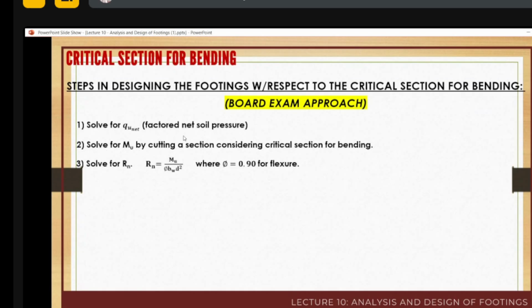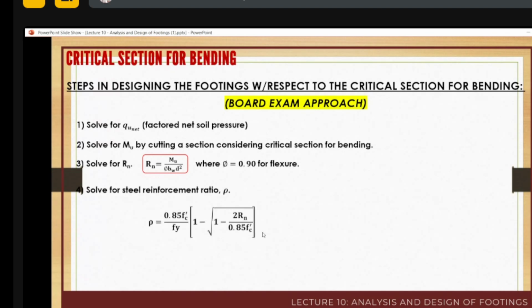First, we determine the factored net soil pressure. Second, we solve for the ultimate moment by cutting a section, considering the section for bending. And then we solve, if you can still remember this formula, Rn is equal to Mu over phi bw d squared, where for flexure the reduction factor is 0.90, and for shear the reduction factor is 0.75. Now we are talking of bending, so we will use the flexural reduction factor, which is 0.90.